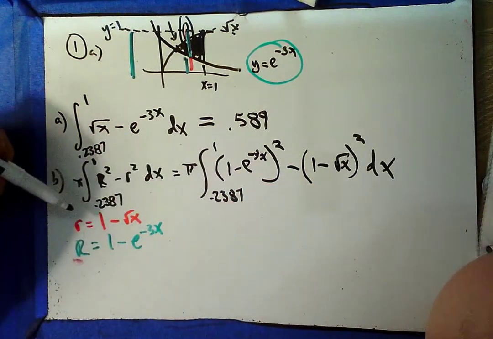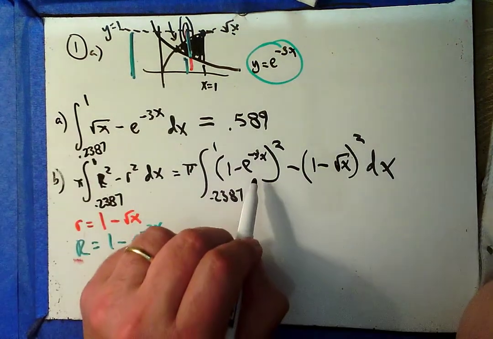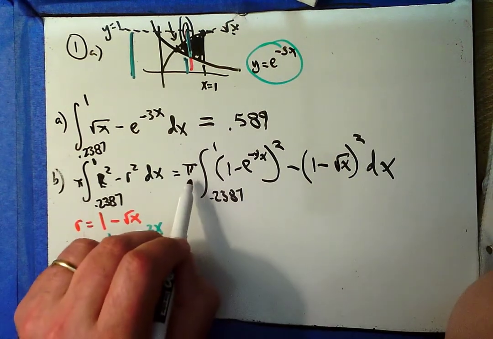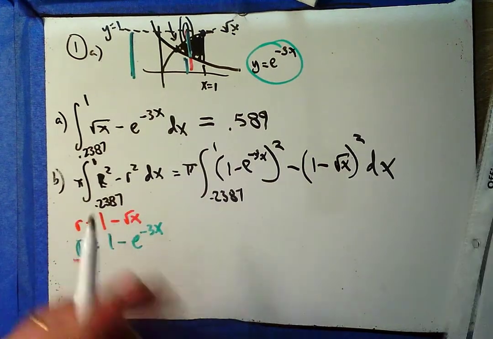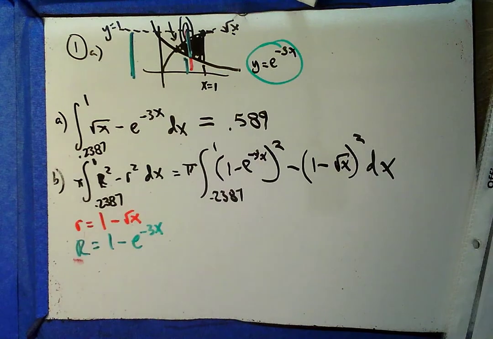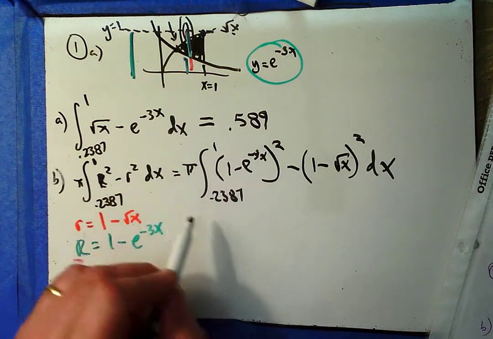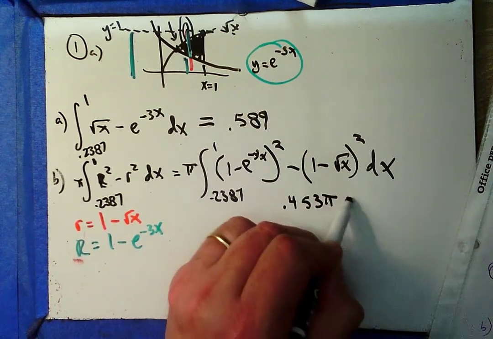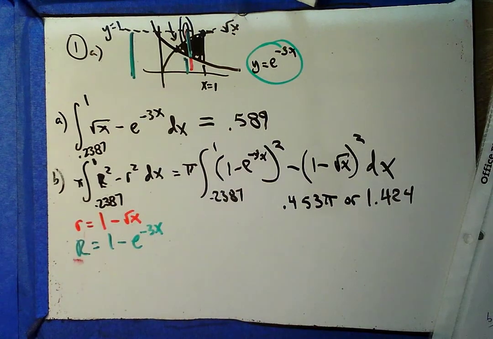We really need to pay attention to defining carefully our big R and our little r, because it's big R that's getting squared and little r that's getting squared, and then we're subtracting. Also, don't forget this pi out in front. I wrote my answer in terms of pi and not in terms of pi. Either is fine unless the directions specify one particular way. I had 0.453 pi or 1.424.